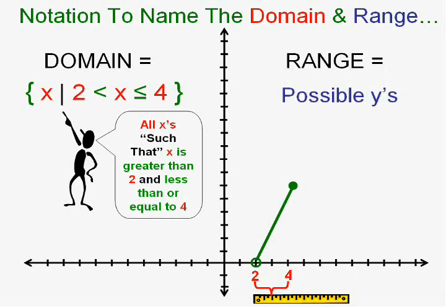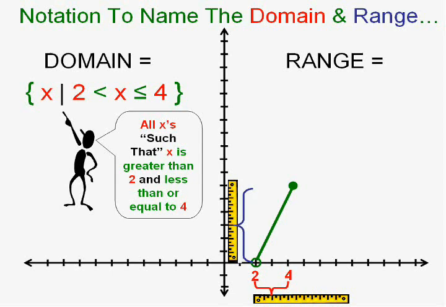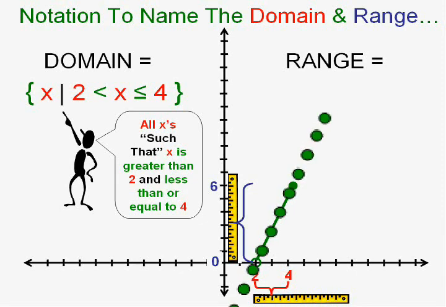Now to do the possible y's, we're going from lowest to highest. And in this case, we're going from 0 to 6. We're not going to include 0, but we are going to include 6. So we're talking about, once again, an infinite number of points, so we'll have to use inequality notation once again.